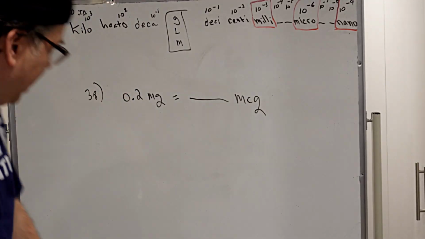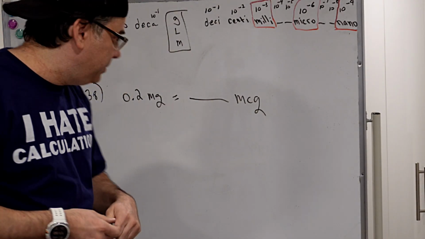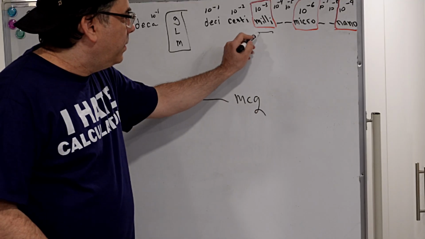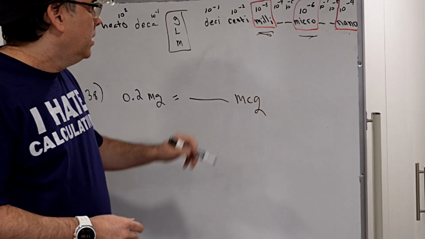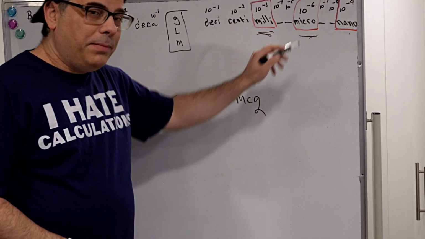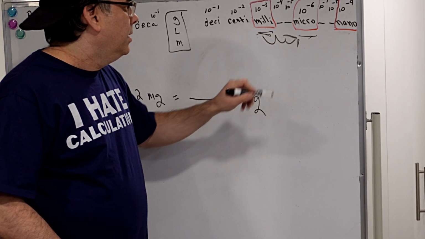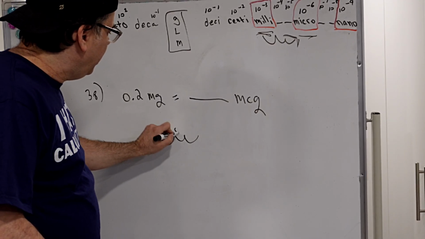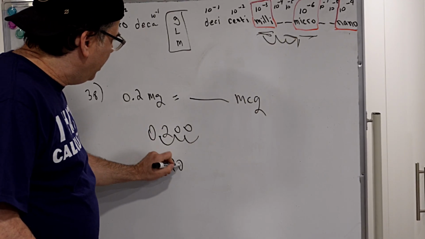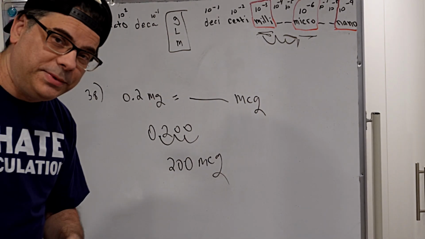Okay, question 38. 0.2 milligrams is equal to how many micrograms? Again, milligrams, milli is over there, micro is over here. So to go from milli to micro, you move 3 to the right. 1, 2, 3. And then we go 0.2, 1, 2, 3. So we have 200 micrograms. 200 micrograms is the answer.